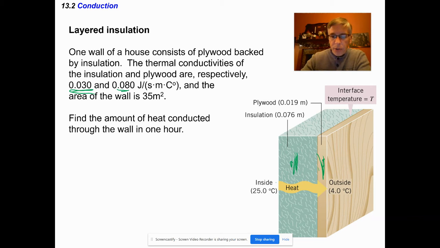So the idea is we're going to try to figure out the heat flowing through here. And then they give you some information in the problem that the inside of the house, we're going to try to keep at a constant 25 degrees Celsius, and the outside of the house is cold. It's at 4 degrees Celsius.